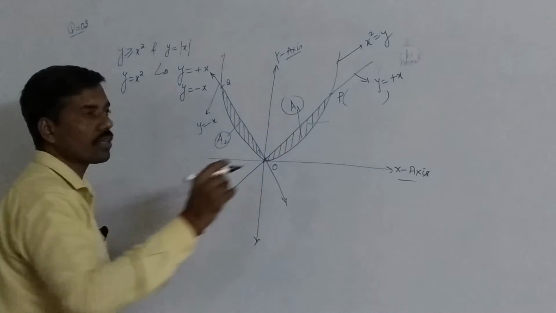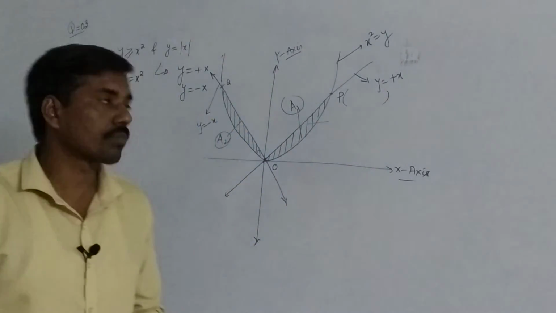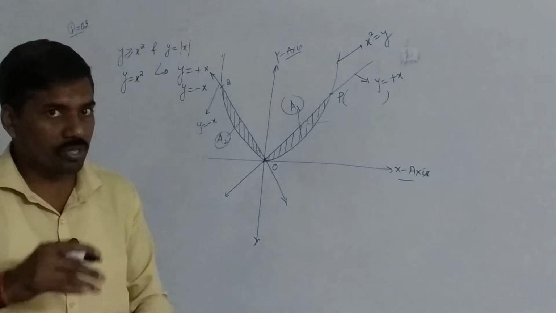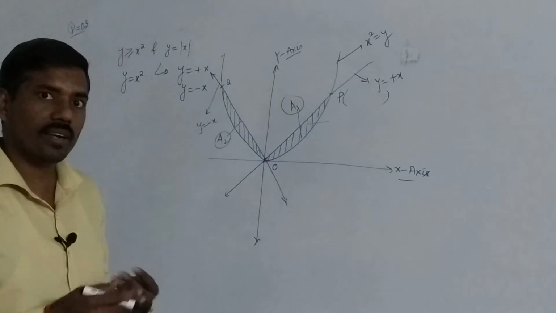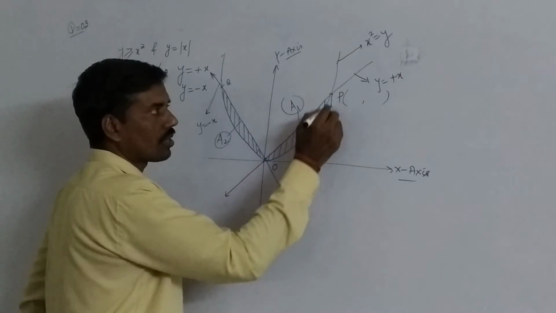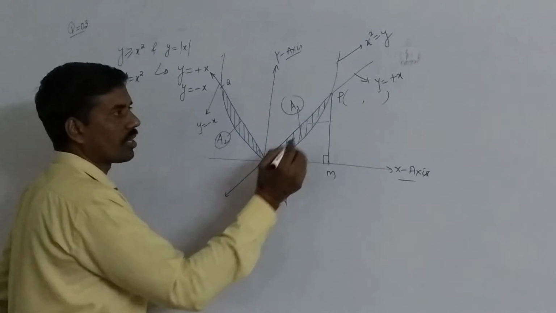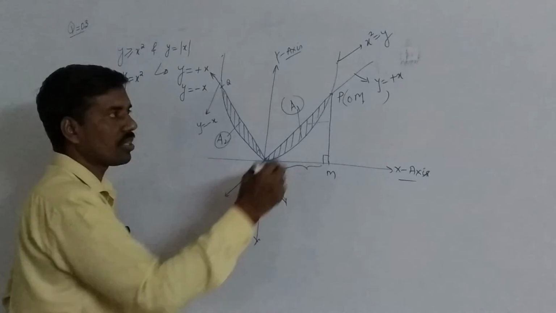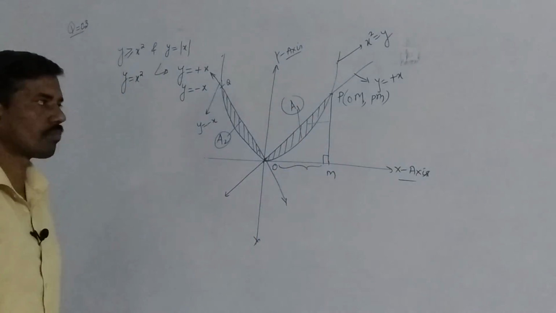Since P is the common point, or you can say the point of intersection of these two curves, the first one is y is equal to x square and the second one is x is equal to y. When we solve these two equations simultaneously, we can get the coordinates of point P. After that, if we draw a perpendicular from P to M, then OM is the x coordinate of point P and PM is the y coordinate of point P.